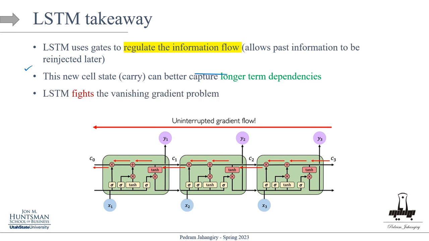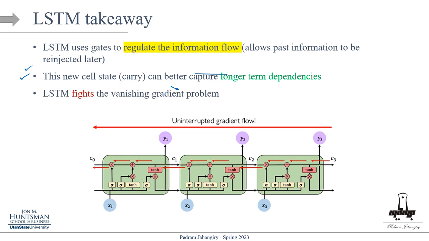And then finally, the LSTM fights the vanishing gradient problem. The mathematics is a little more involved, but in a nutshell, it's doing this. When it's doing the backpropagation through time, this path is going to be uninterrupted, right? So we're going to have uninterrupted gradient flow, which works like this. When we backpropagate, for example, this long-term memory, C_t to C_{t-1} and C_{t-2} and so on, we are dealing with some element-wise multiplications instead of matrix multiplications.